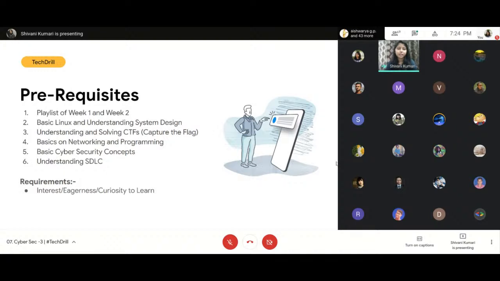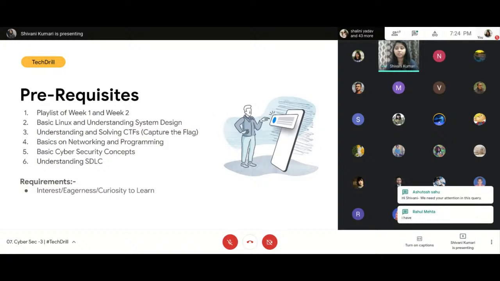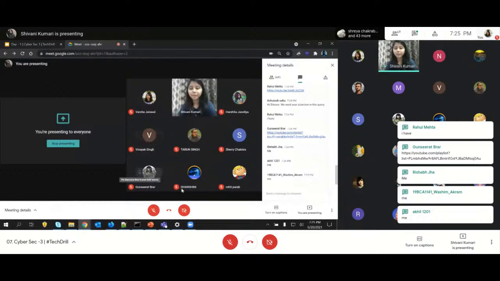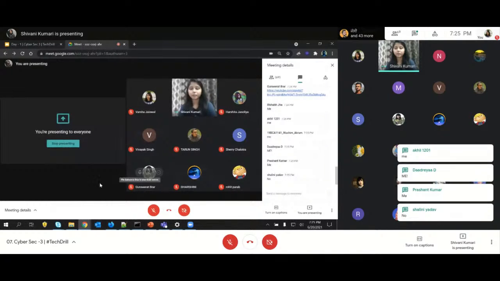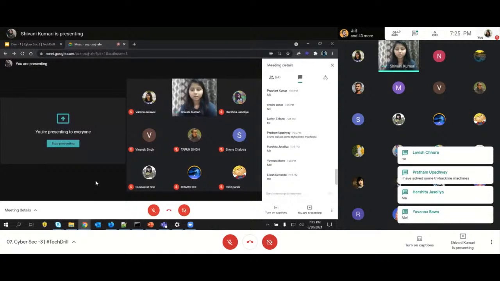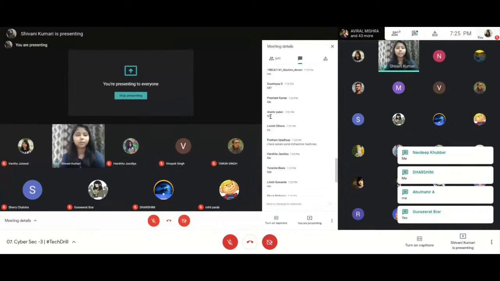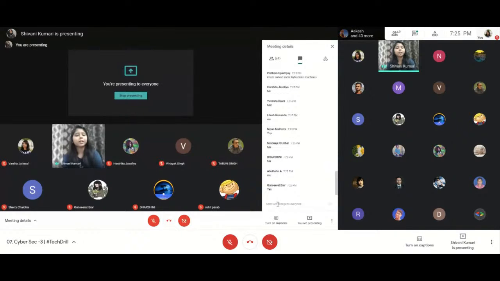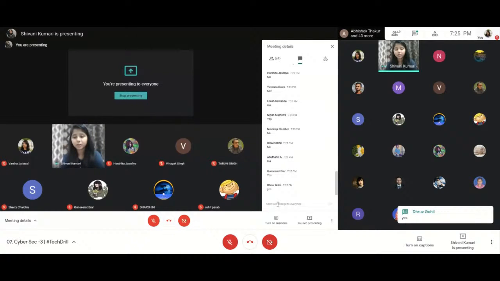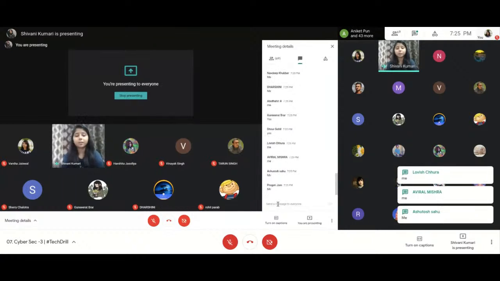Then we have understanding and solving CTF challenges. Before diving into this point, how many of you have knowledge of CTFs? You can tell me in the chat box. Okay, looks like many of you have already been there. Now let me ask, how many of you haven't heard of or are completely new to CTF? You can tell me in the chat box, because I had a chance to look at the registration responses, and I came to know that there are many new beginners who have joined us in the third week.